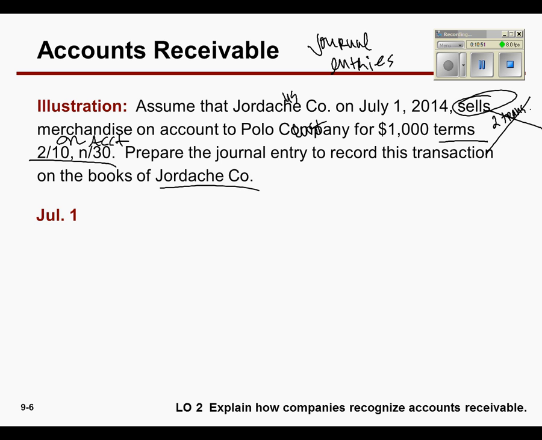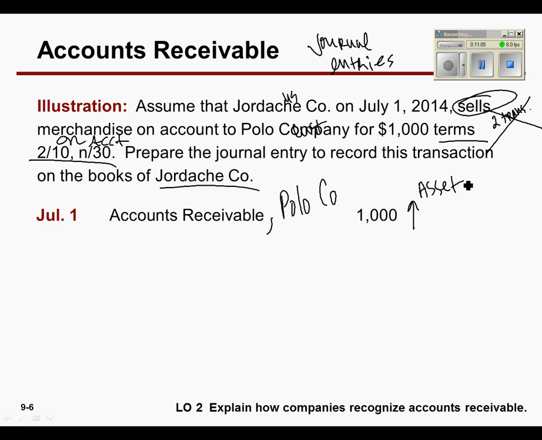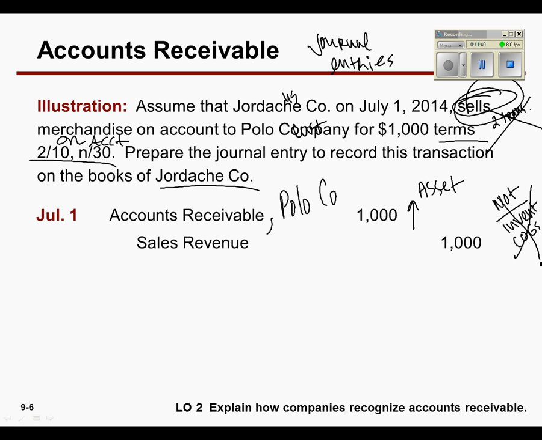What is going up? AR is increasing. AR, comma, Polo Company, if we really want to be specific. That asset is increasing, hence the debit. What do we own? What part of this asset do we own? The right to getting paid. What is our credit? We sold something, so sales revenue is our credit. Remember, we are not worried about inventory gone and cost of goods sold going up. We're not worried about that part of the transaction. That is its simple nature right here.